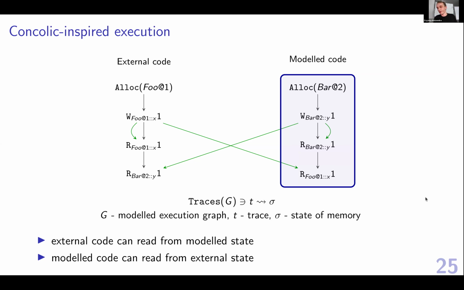It's maybe a bit convoluted, but basically, we execute the program, we build this execution graph, but we also actually keep the state of the memory. And the state of the memory corresponds to the execution graph that we model. Because of this, if we have some external code, it can always read from the memory and it will get some consistent state of the memory.